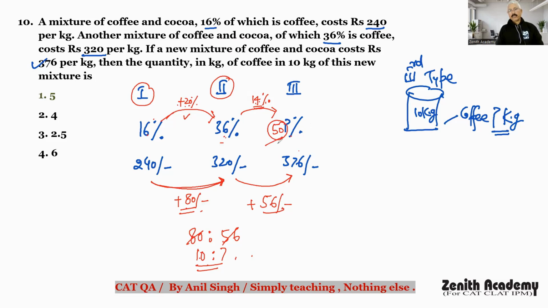तो ये आपका डायरेक्ट 50% आ गया. इसका मतलब ये जो थर्ड मिक्सचर है इसमें 50% कॉफी होती है तो 10 kg का 50% क्या हो गया 5 kg. This is your final answer and it is a quicker approach.